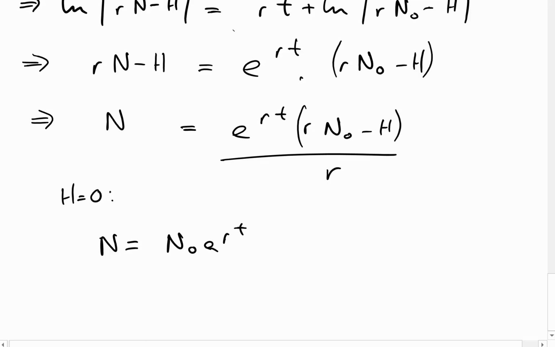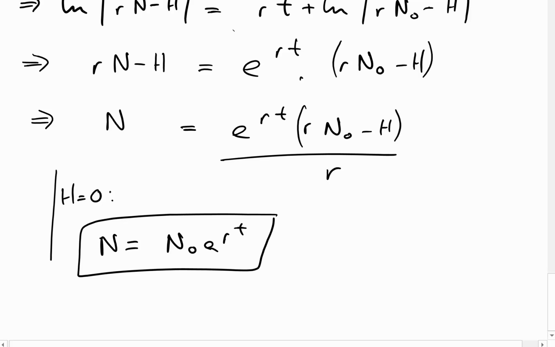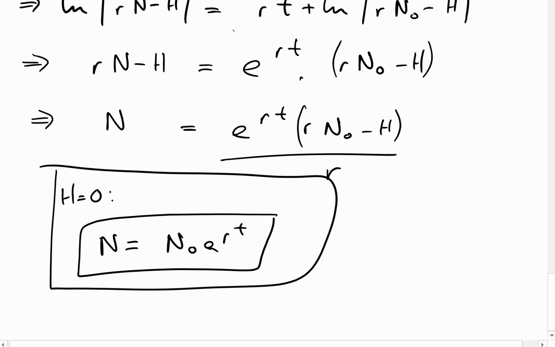Notice that this is just the standard general solution for our exponential model, which is what we should expect because it's following an exponential model, so that's absolutely fine. That's just a little byproduct.